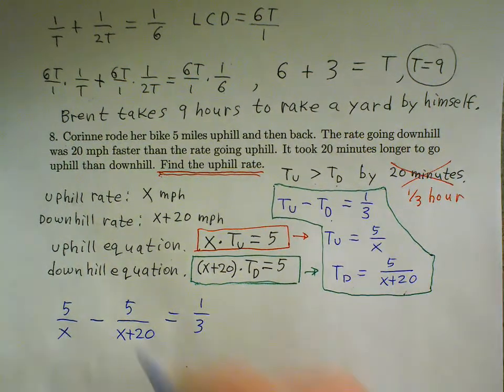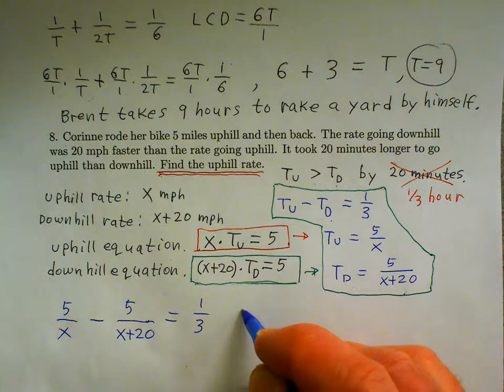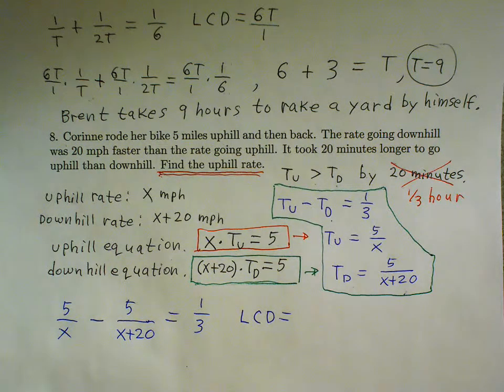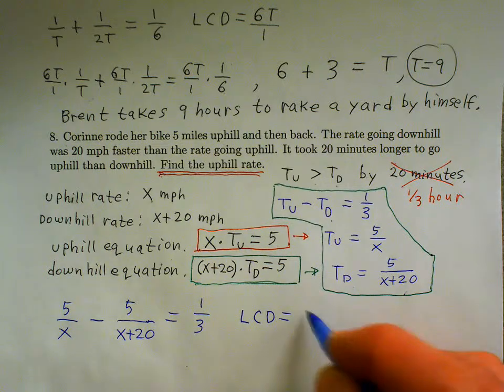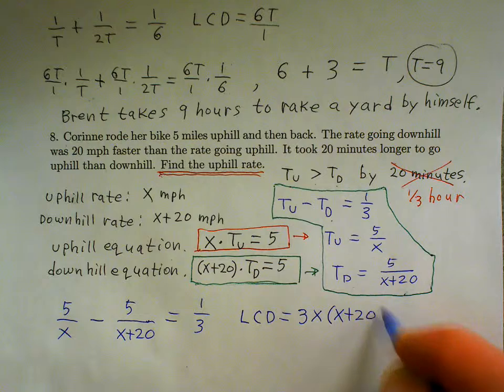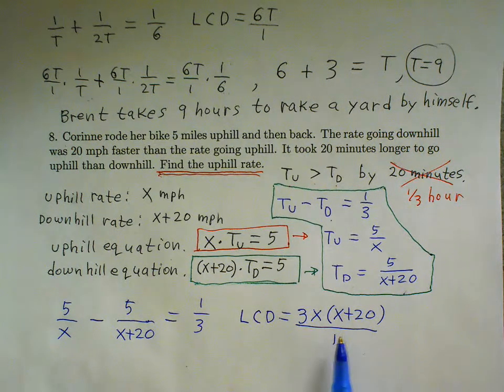Okay, now we have an equation with rational expressions, but it has the variable x that we want to solve for. So we find the least common denominator. The least common multiple of the denominators x, x plus 20, and 3 is 3x times the binomial x plus 20 over 1. Okay, we're out of time. So next, just multiply every term on both sides by the least common denominator and then solve the equation.